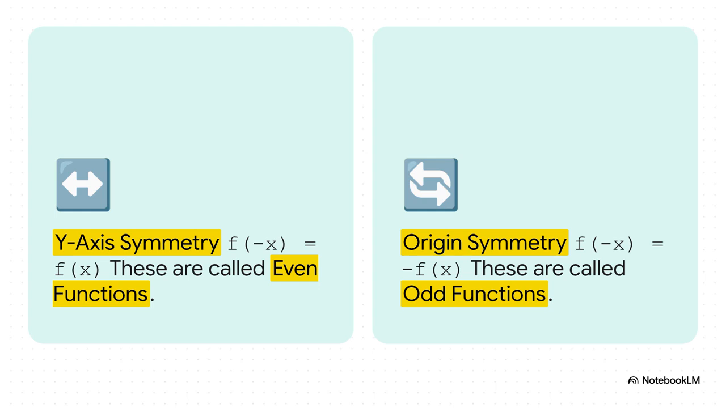A function with y-axis symmetry, we call that an even function. And that rule you see there, f of negative x equals f of x, that's just a super compact way of saying, hey, plugging in a negative x gives you the exact same result as plugging in a positive x. And on the other side, a function with origin symmetry is an odd function. That's where plugging in a negative x flips the sign of the whole answer.